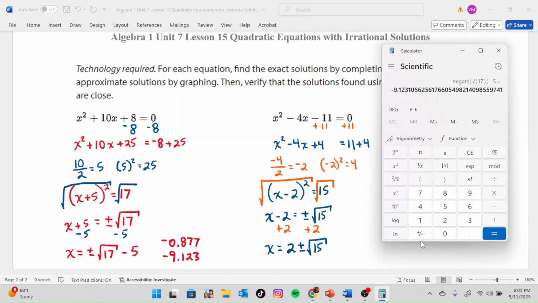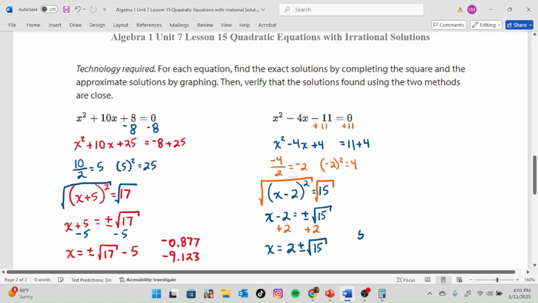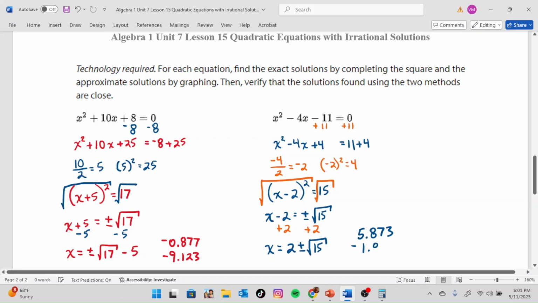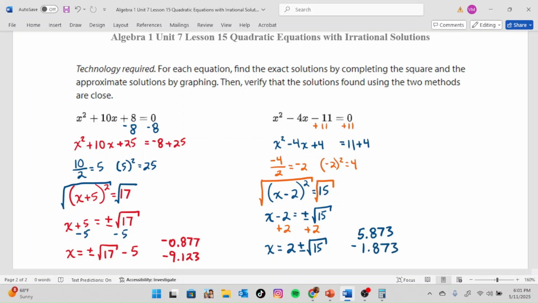Now we can find our approximate answers using a calculator. First, we have 2 plus the square root of 15. And this gives us 5.873, if we round it to 3 decimals. Next, we're going to take 2 minus the square root of 15, which gives us negative 1.873. So these are the approximate answers that we're going to match up with the graphing calculator.